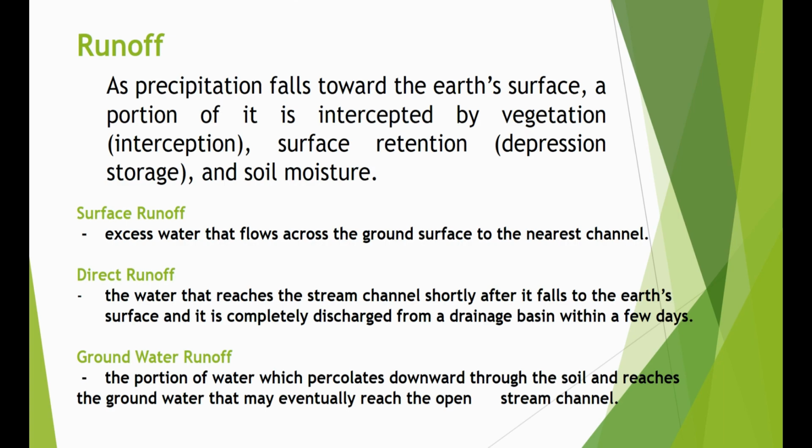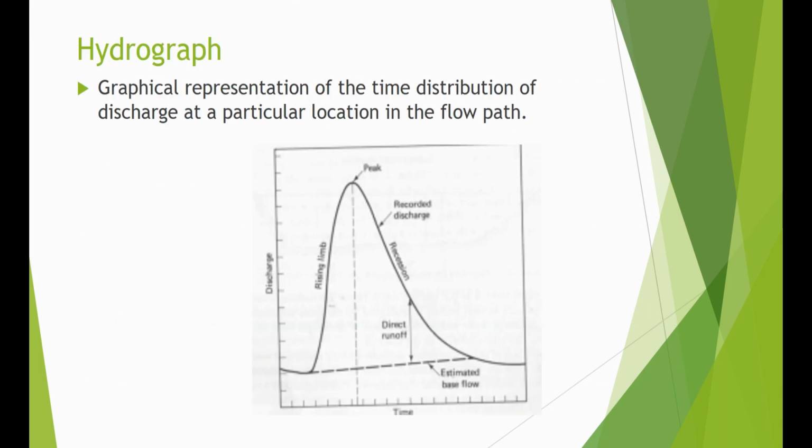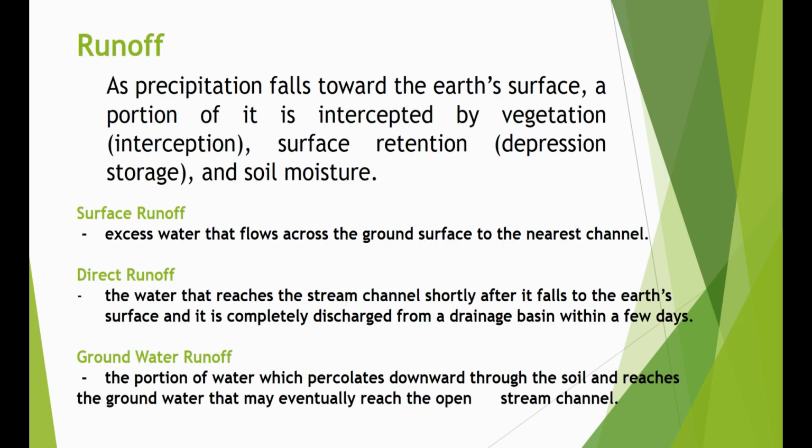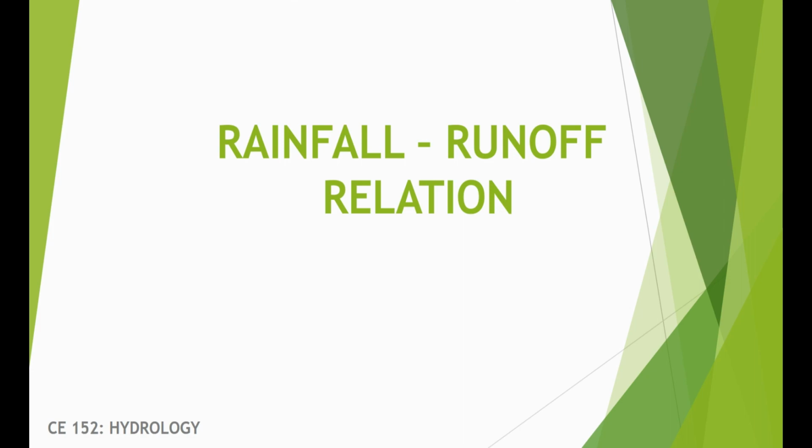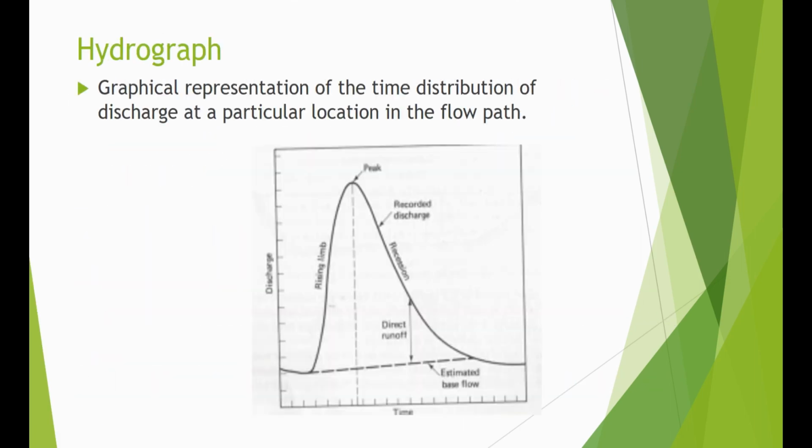There is a technique that was developed as a standard means of runoff analysis, and this is the hydrograph. A hydrograph is a graphical representation of the time distribution of discharge at a particular location in the flow path. A typical hydrograph results from a single storm analysis that has a rising limb, peak, and recession. This is the rising limb. It has a peak and the recession.